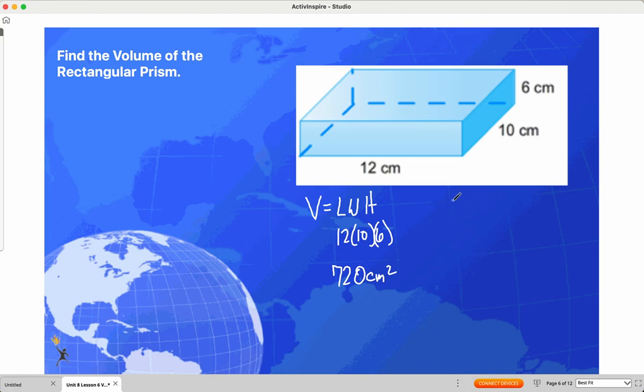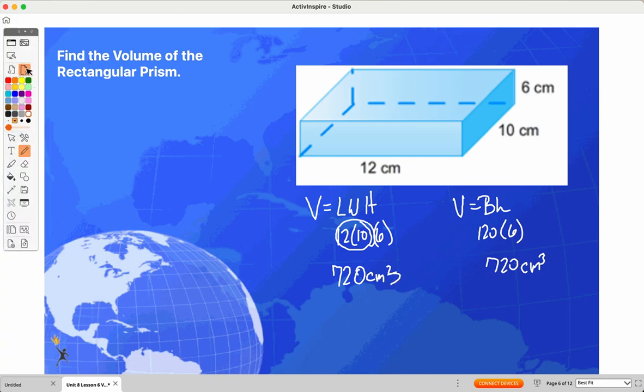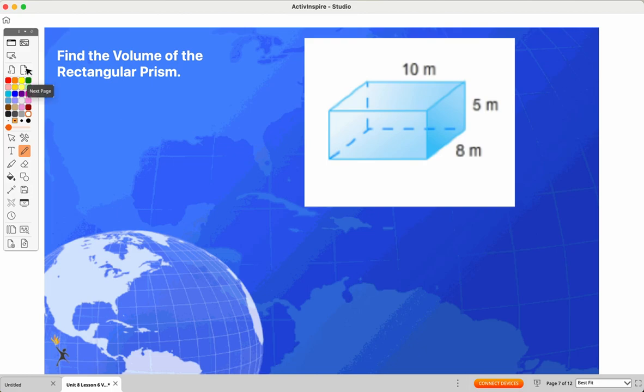Now, the other side of that formula is big B times H. Big B is really just another way to say these 2 together. So the area of that base is 120 times 6 is 720 centimeters cubed, not squared. I don't know what I was thinking. Okay, your turn to try this one. Find me the volume of this rectangular prism.